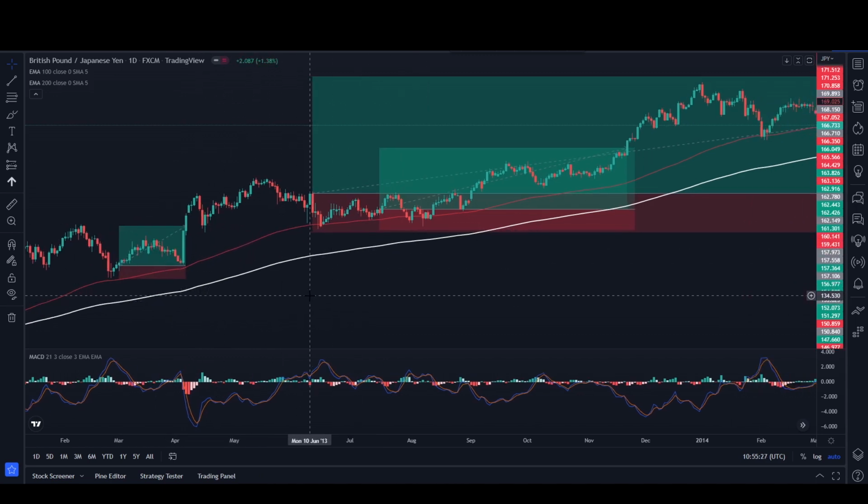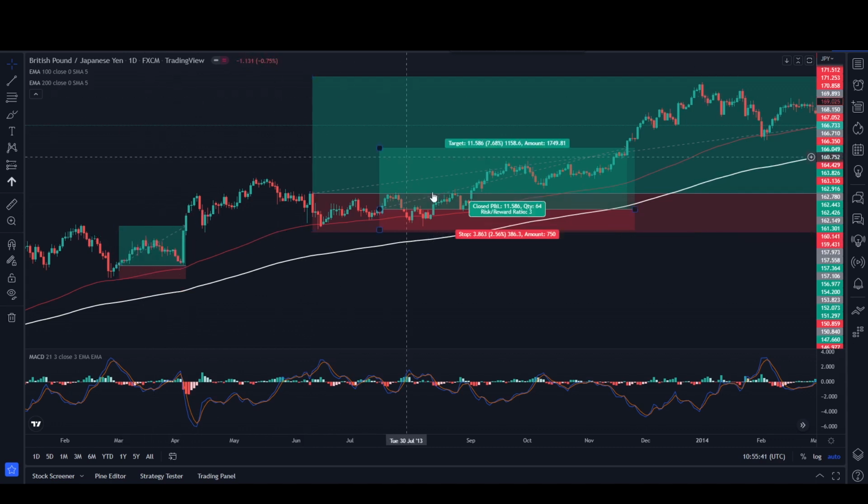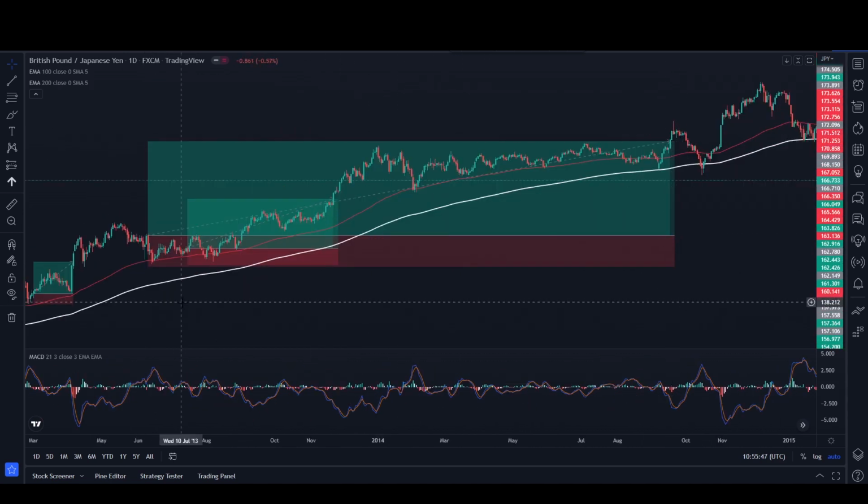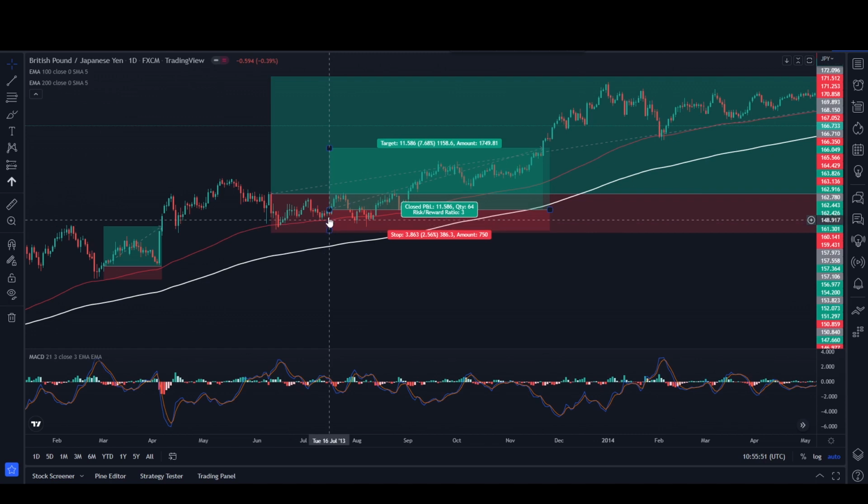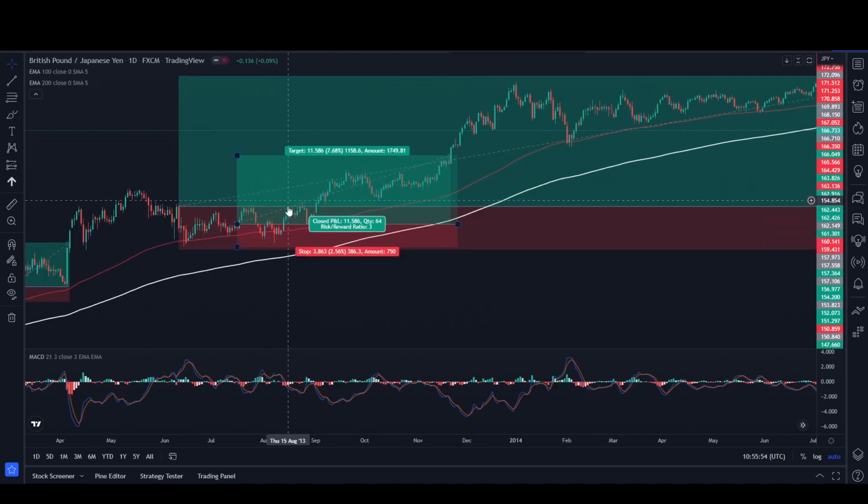Then we move along here again. The MACD crosses down. We go long. We place the stop loss at the last swing. That plays out over some time. Successful trade. And then we go long again right here. That is a successful trade.